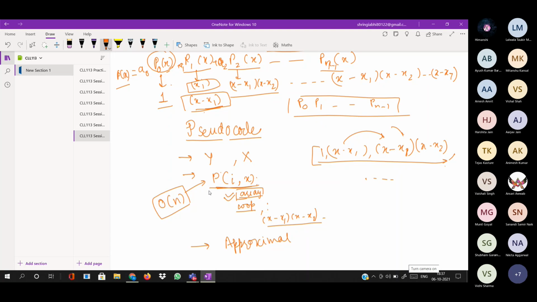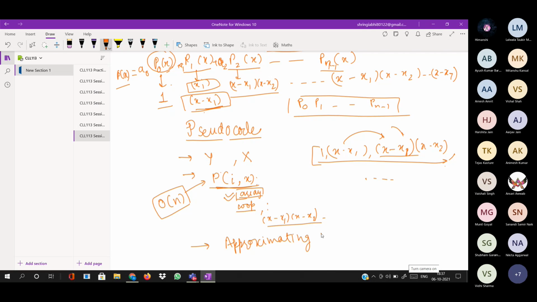Sir, you mean that the next element of the array will be the multiplication of the previous element by the preceding value? Yes, exactly. The next element of the array will be just the multiplication of the preceding one by x minus whatever xi is there. So this will be calculated now.